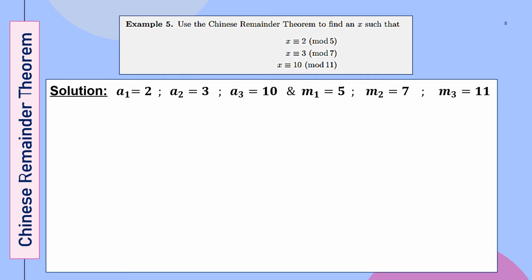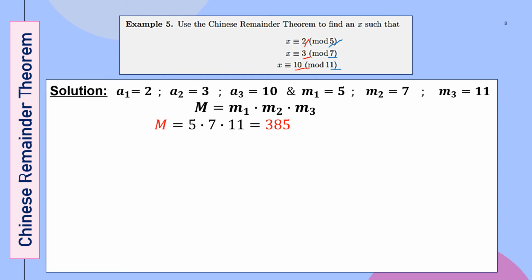First, let's list the givens. Where did we get 2 for a sub 1? So a sub 1 equals 2 from here, a sub 2 equals 3 from here, and a sub 3 equals 10, this one. And also the moduli. We have here m sub 1, which is 5, this one. m sub 2 is 7, this one. And m sub 3 is 11, this one.